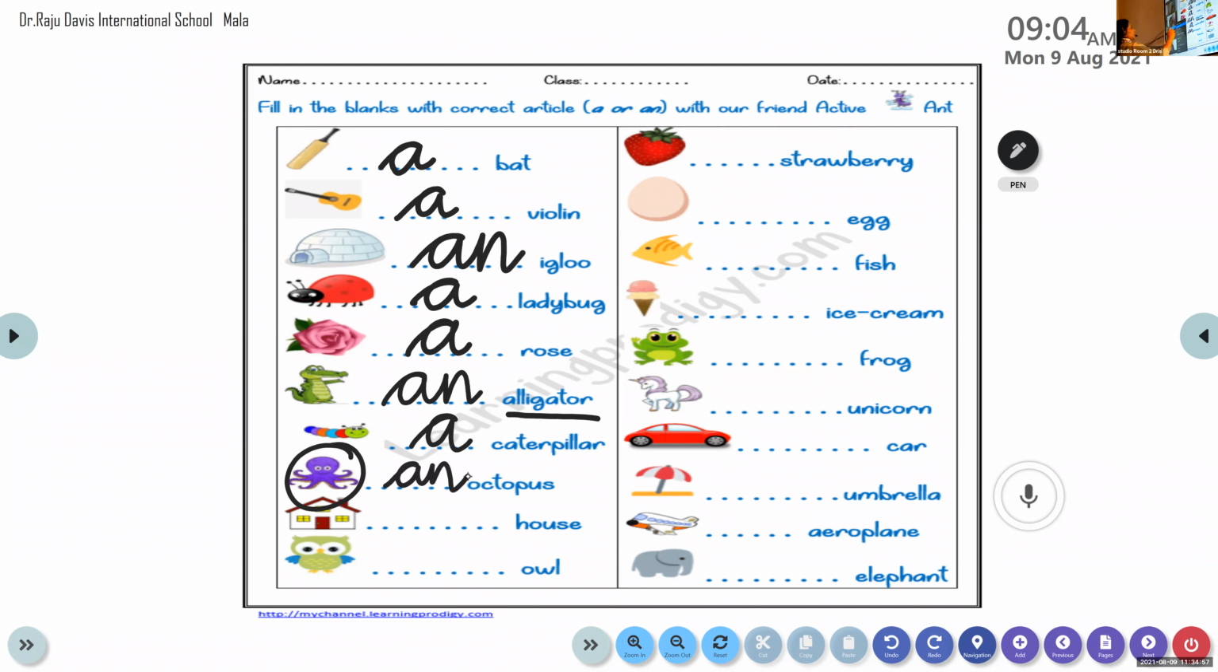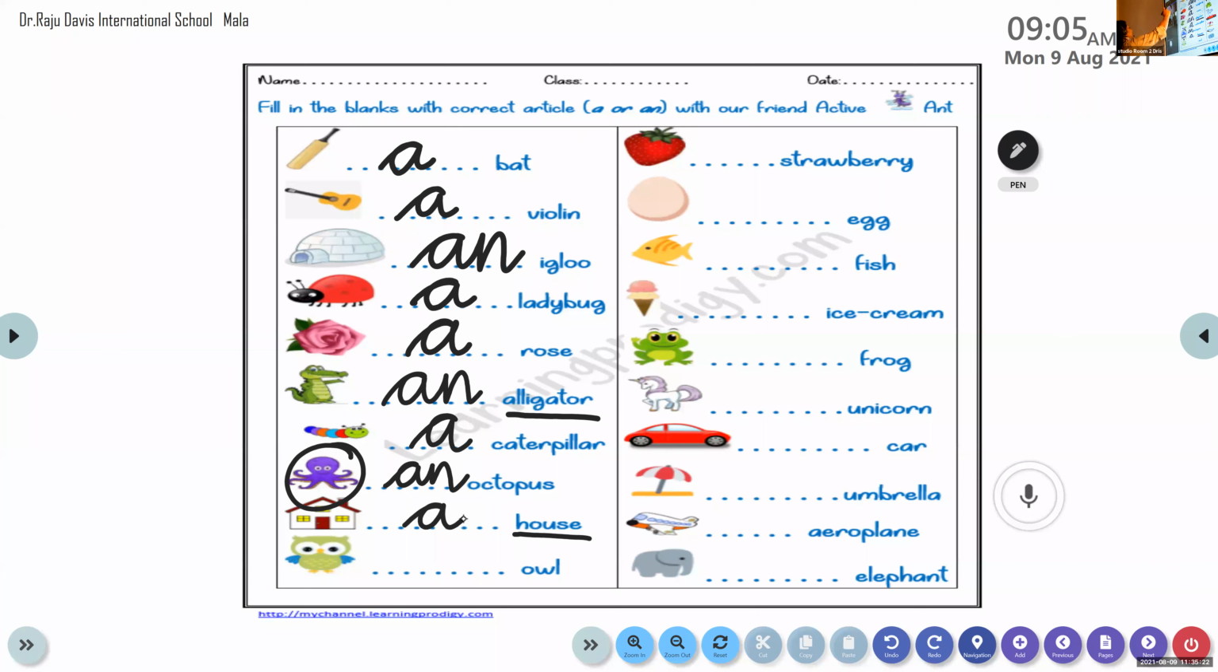Ritika, come on, do the next word. An house. No, house. House starts with H. So, a house. Very good. A house.